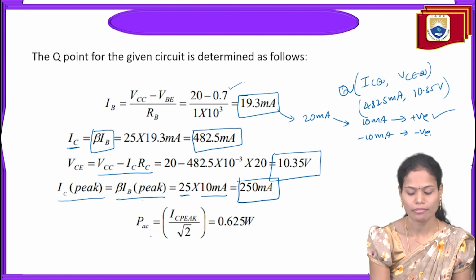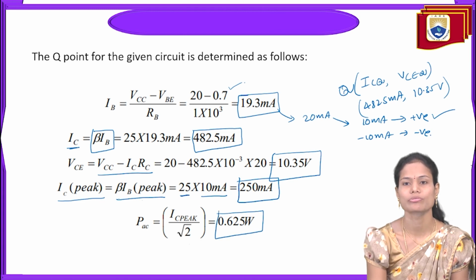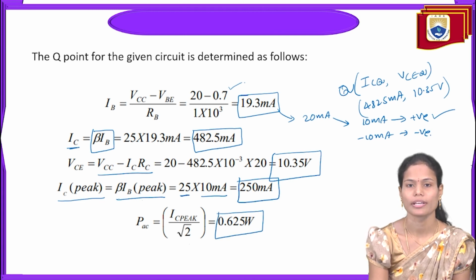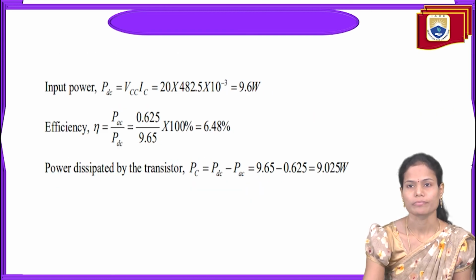The AC power is equal to the maximum peak collector current divided by root 2, that is 250 milliamps by root 2. If we calculate, we get 0.625 watts. So this much amount of AC power is coming from the power transistor.